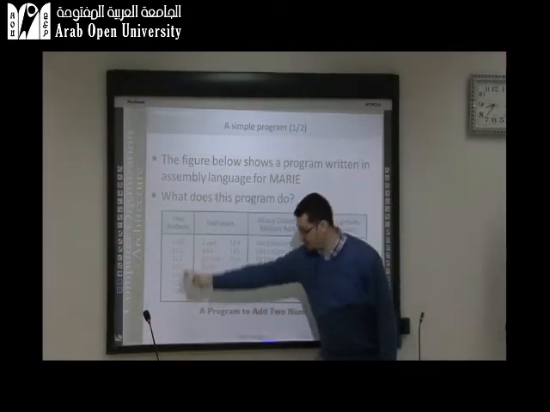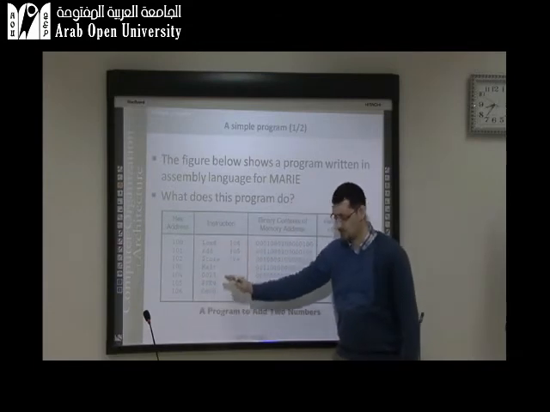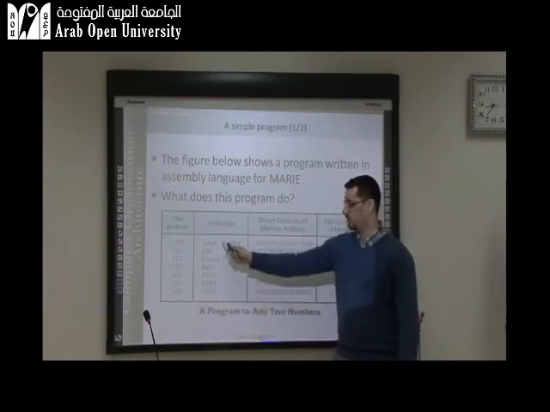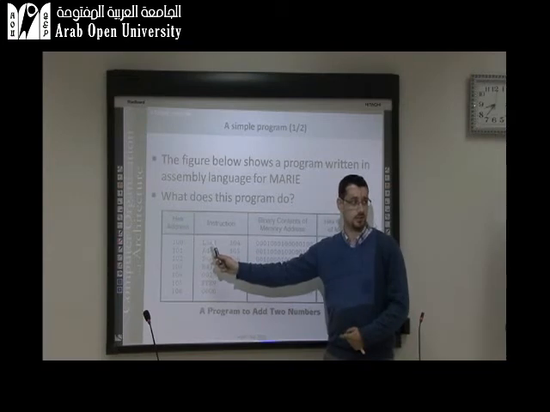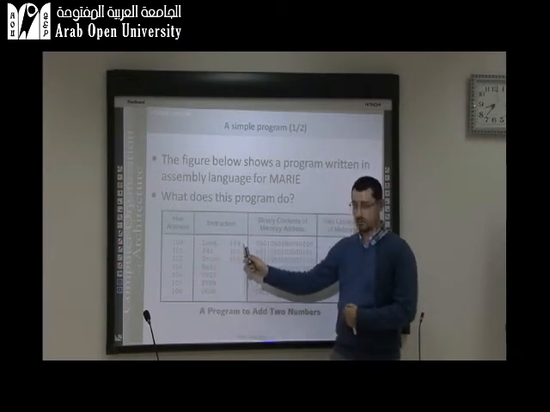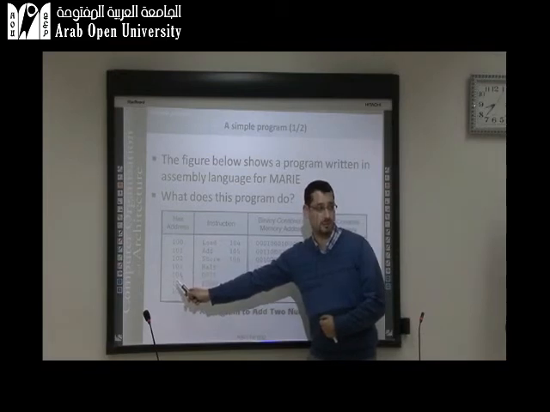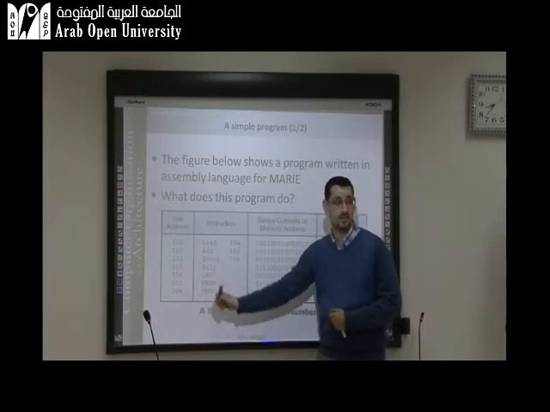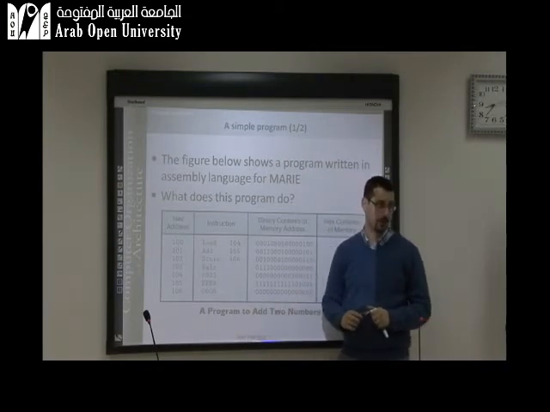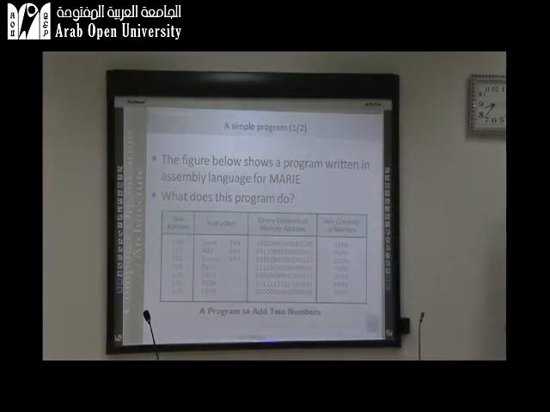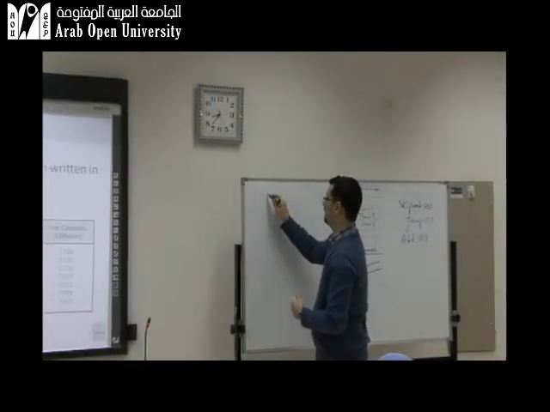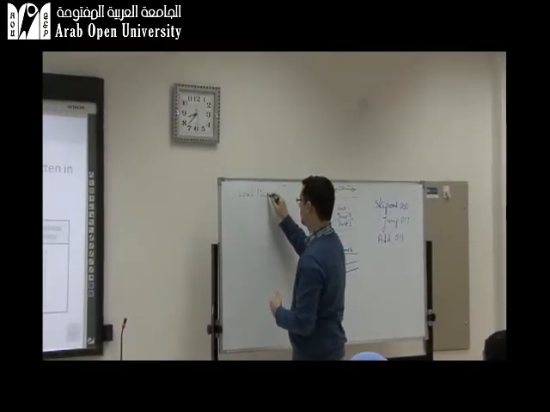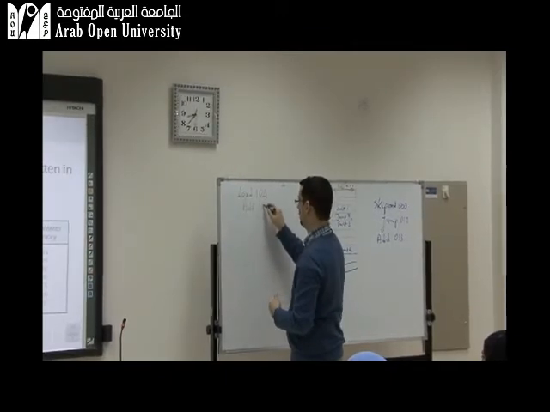So keep in mind, this is the memory, and these are the data and instructions stored inside the memory. When the CPU decodes load 104, it sees that this is a load instruction, so it goes to address 104 inside the main memory, takes the value inside and stores it in the accumulator. Okay? So we have here what we will have. I will rewrite the program on the board, and add 105.